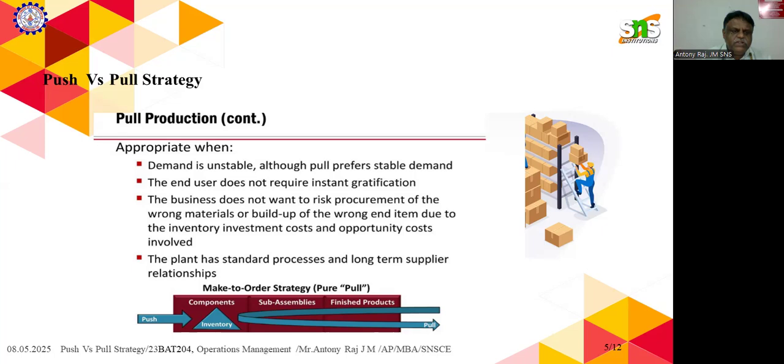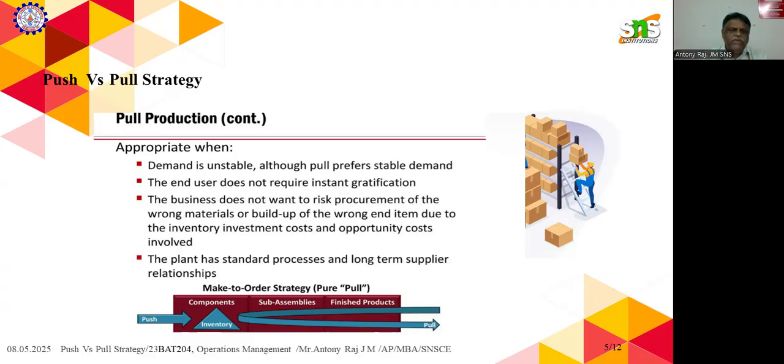And there is one more important factor where companies go for pull production. Whenever you have a push strategy, where it is actually made to order, there is a very high probability and risk that you can store up the wrong materials and build up inventory of the wrong items, which is going to increase your inventory cost as well as the opportunity cost. The opportunity cost is the cost of not meeting a particular opportunity from the customer. So that is also a cost.